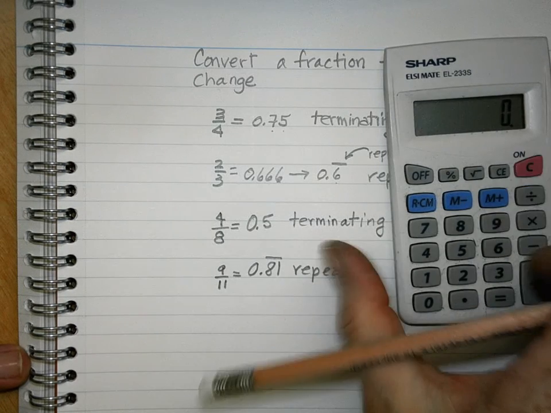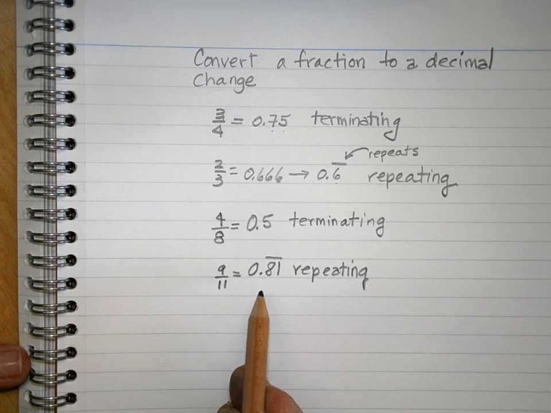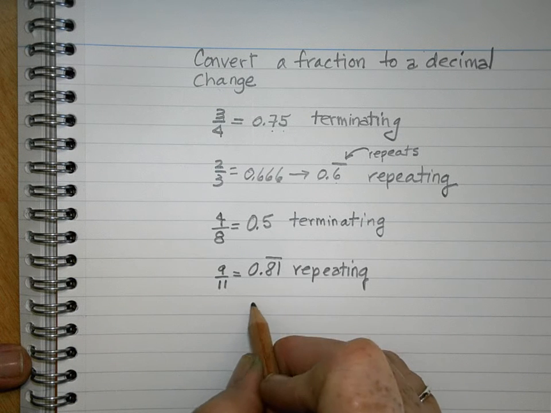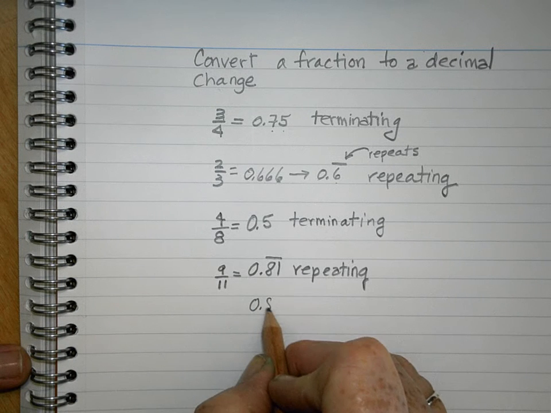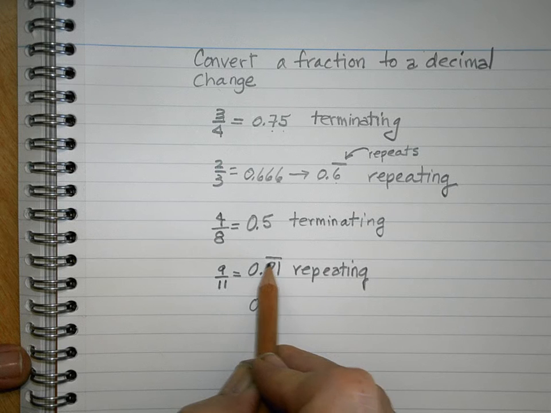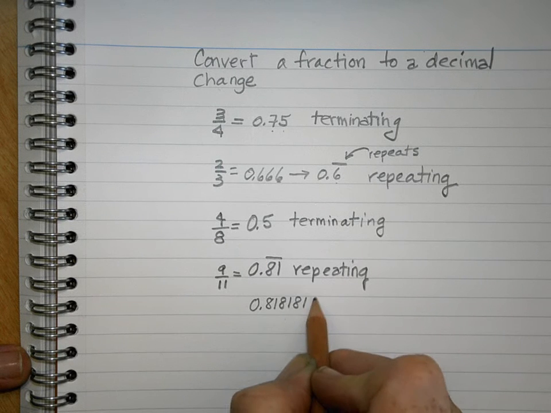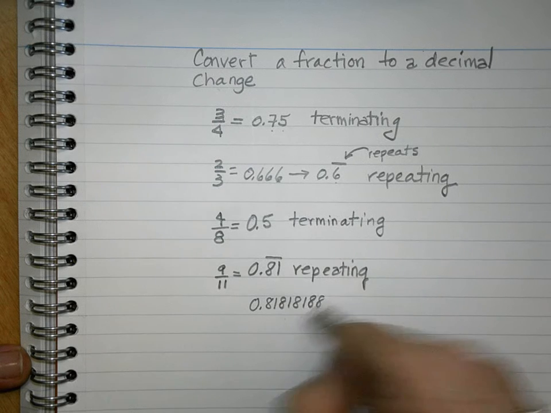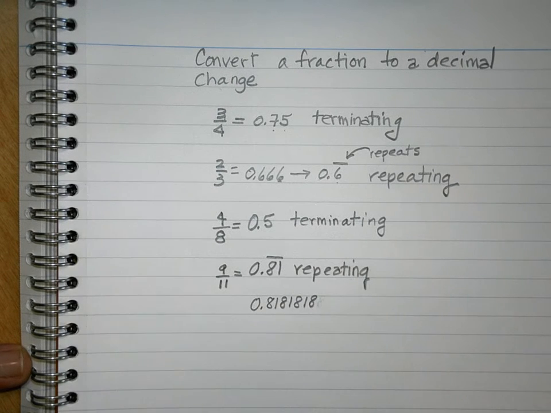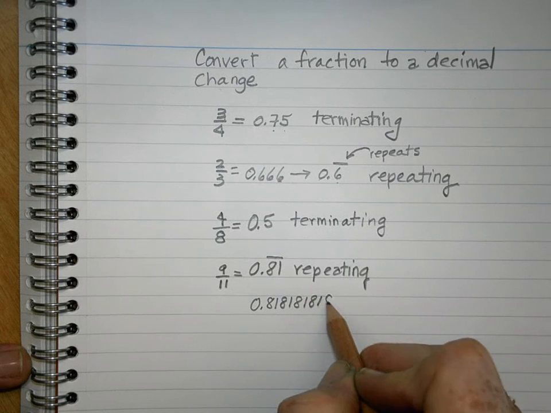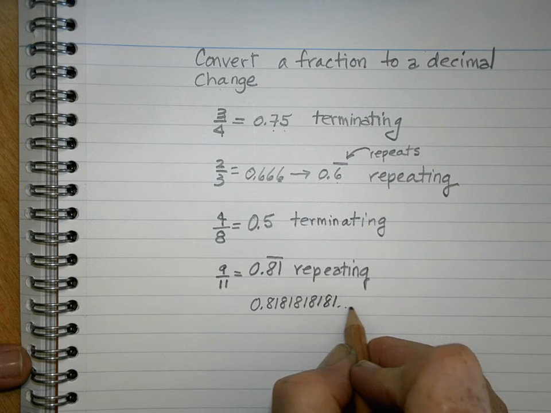So if I did not have my calculator and I saw that, I would know that another way to write this would be 0.81, and I know these 2 digits repeat because of that line, so it would look just like that. Into infinite, oopsie, made a mistake. That should be a 1. Into infinity and beyond, dot, dot, dot.